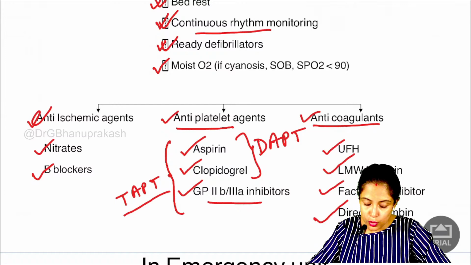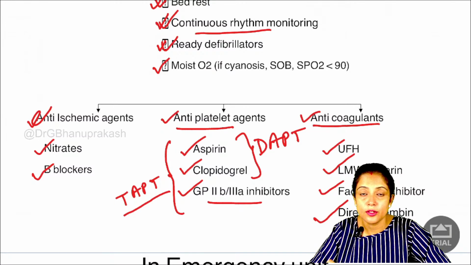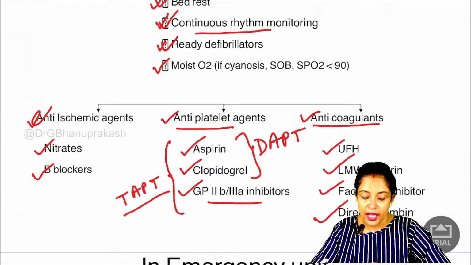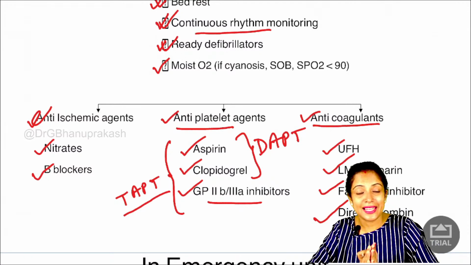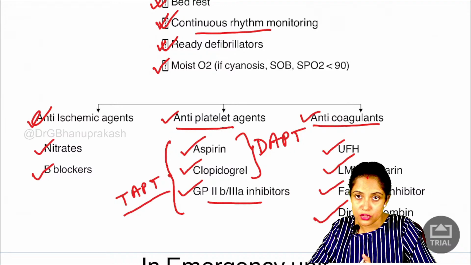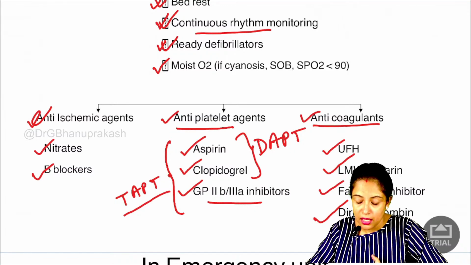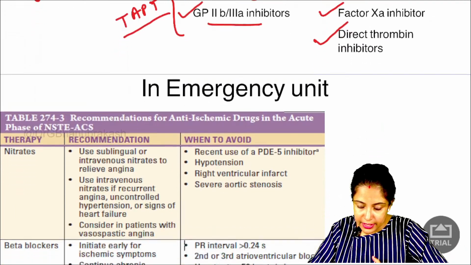So these are the group of drugs which we will be giving to a patient of NSTEMI or unstable angina: anti-ischemic agents, antiplatelet agents, anticoagulants. This is the medical management of a patient of NSTEMI.